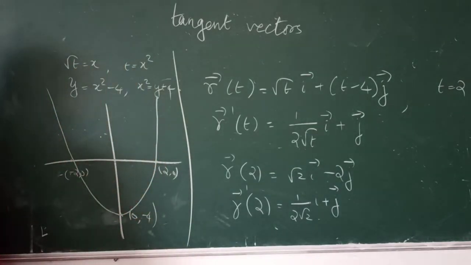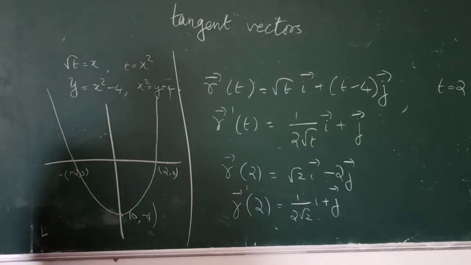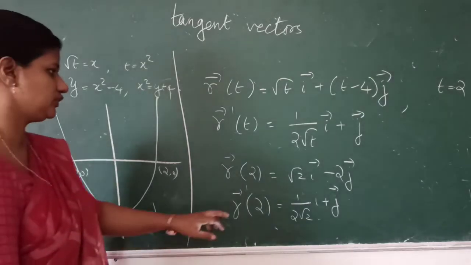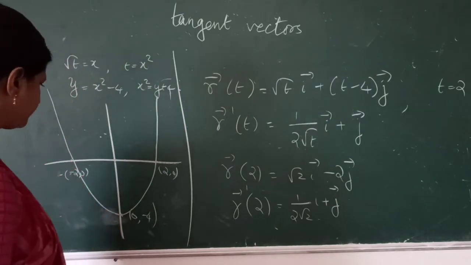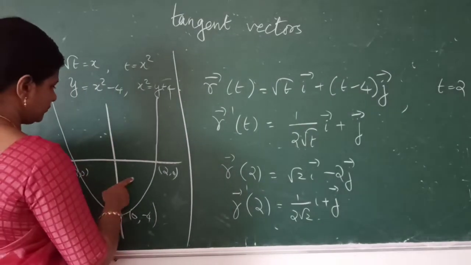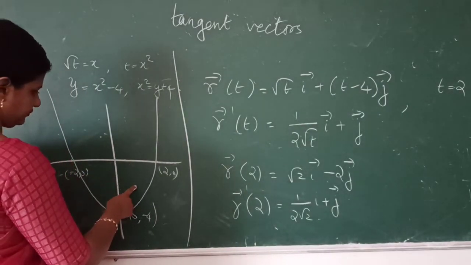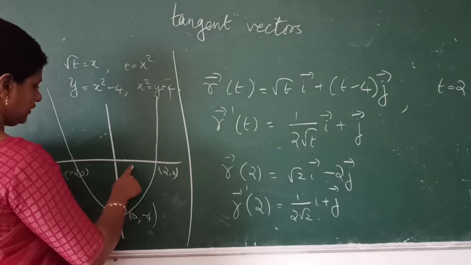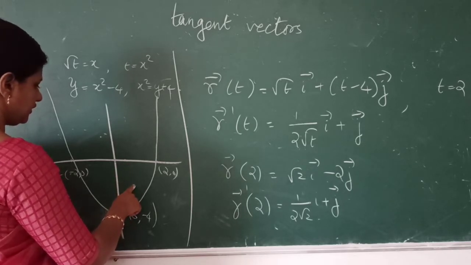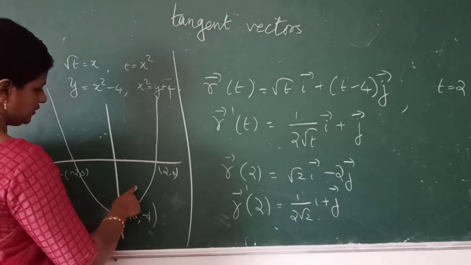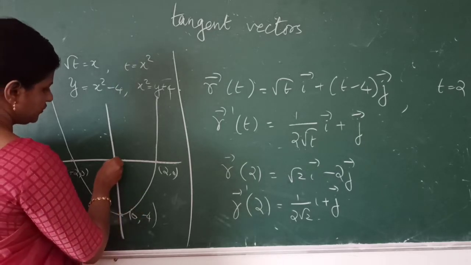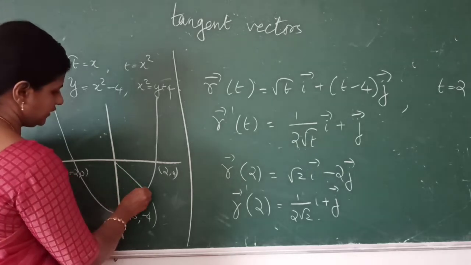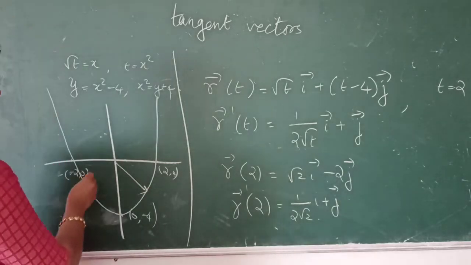So this is our curve. And now we want to find r of 2. That is, the endpoints are root 2 and minus 2. So root 2 means the x coordinate is here and the y coordinate is minus 2. So our vector is almost like here. This is our r of 2.